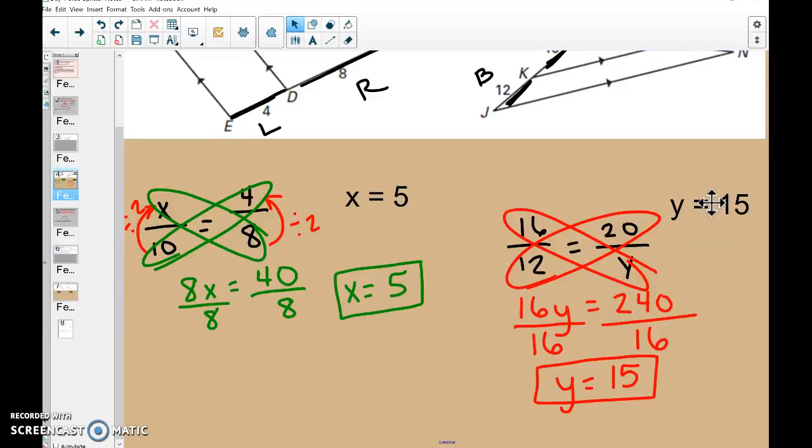Awesome. Feel free to pause here. Go back if you need to. Make sure you really understand this section because proportions are a super important thing for us to know, especially going ahead. We use it a lot and you'll continue to use it in other math classes.